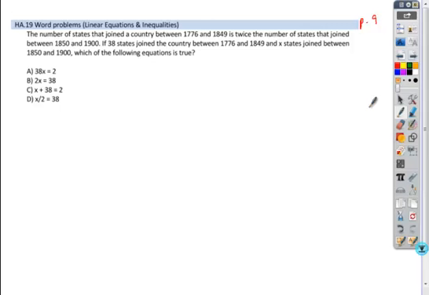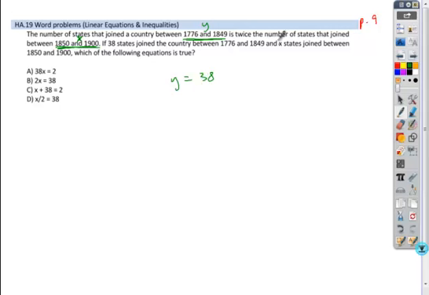All right, so this last one is just to interpret the information. Again, it's a little bit wordy, and the years kind of get jumbled with the numbers in the problem. But you have two scenarios here. If we let one of them be x and one be y, say the 76 to 49 is y, and 50 to 0 is x. If it says 38 states joined between this, since this was y, I know that y is equal to 38, so that's one equation.